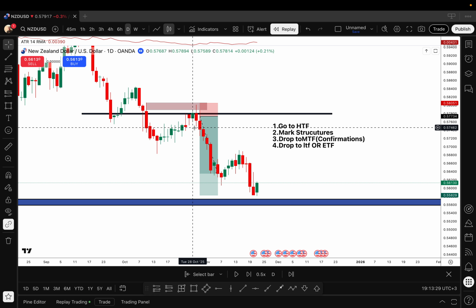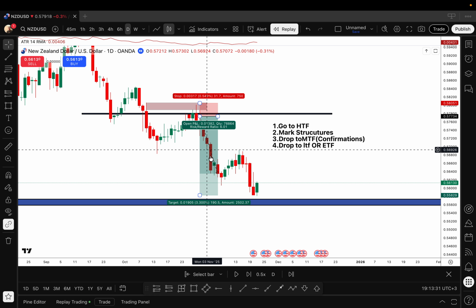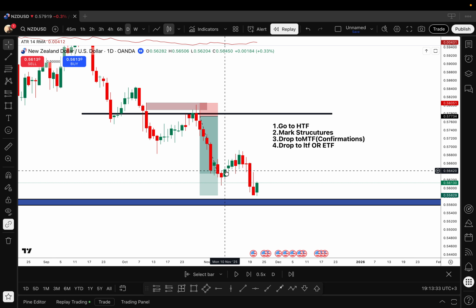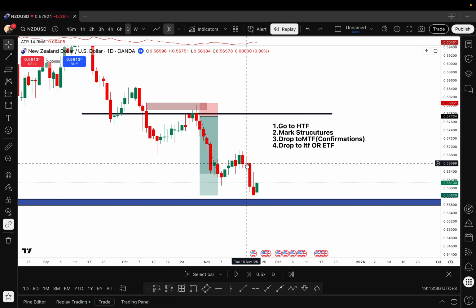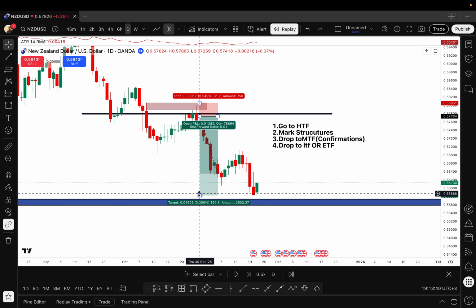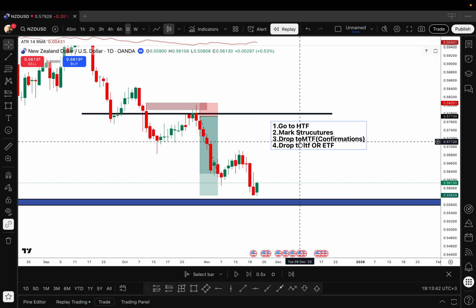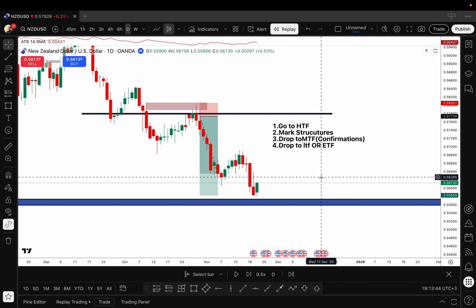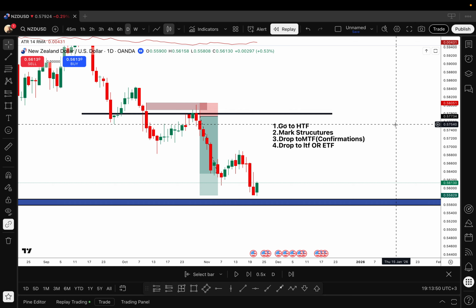How many days did it take? 1, 2, 3, 4, 5, 6, 7, 8, 9, 10, 11, 12, 13, 14, 15, 16 days. That is around 2 weeks, and it hits your TP at this level. It is worth the wait because it is eventually going to give you the pips, and it is a high probability trade. So now I think that is all, guys, for today.